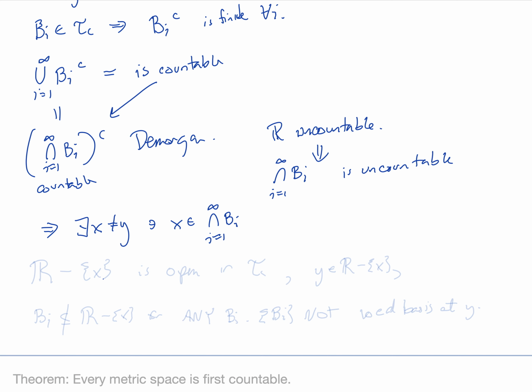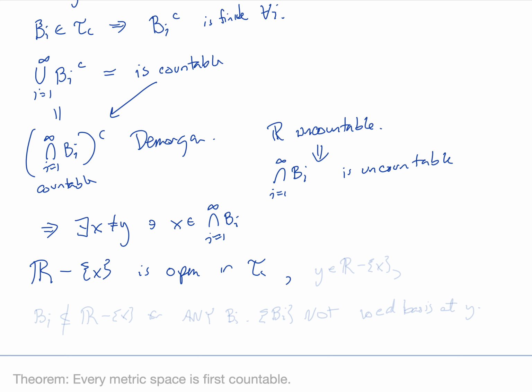Okay, what are open sets in the finite complement topology? The empty set and sets whose complement are finite. So the set of real numbers minus this point x is open in this topology that we're talking about, in the finite complement topology, because its complement, just the set containing x, is clearly finite.